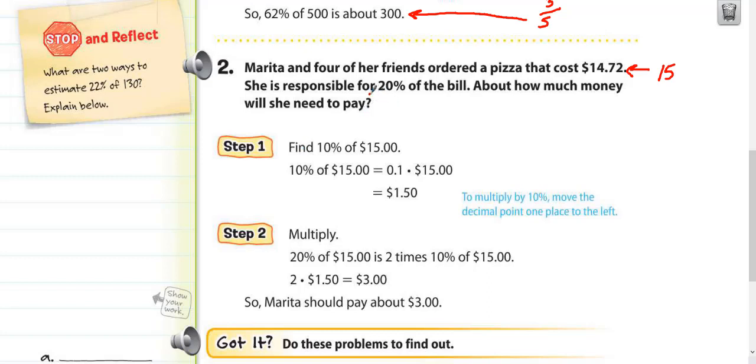So then she owes 20%. Step one, find 10% of 15. That's $1.50. Multiply that by 2 because she's got 20%. So she owes about $3.